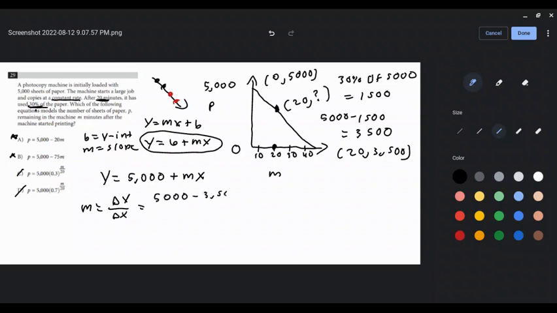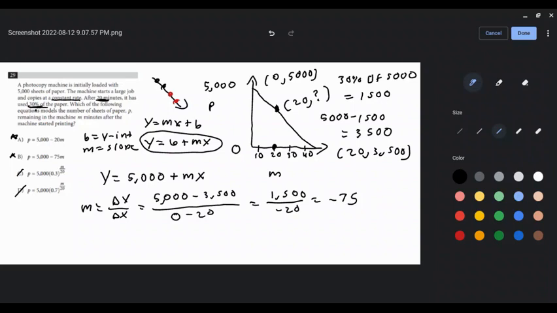So change in y over change in x equals slope, which equals 5,000 minus 3,500 over 0 minus 20, and that equals 1,500 over negative 20, which equals negative 75. So our slope is negative 75.